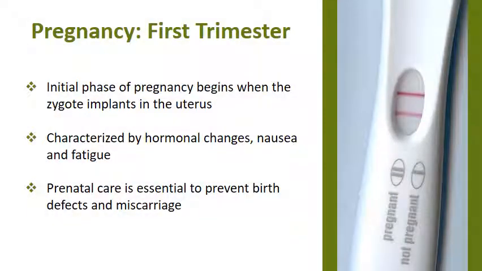Now we're going to look at pregnancy from the mother's perspective. Customarily, pregnancy is divided into 3 trimesters, including 3 periods of approximately 3 months each.